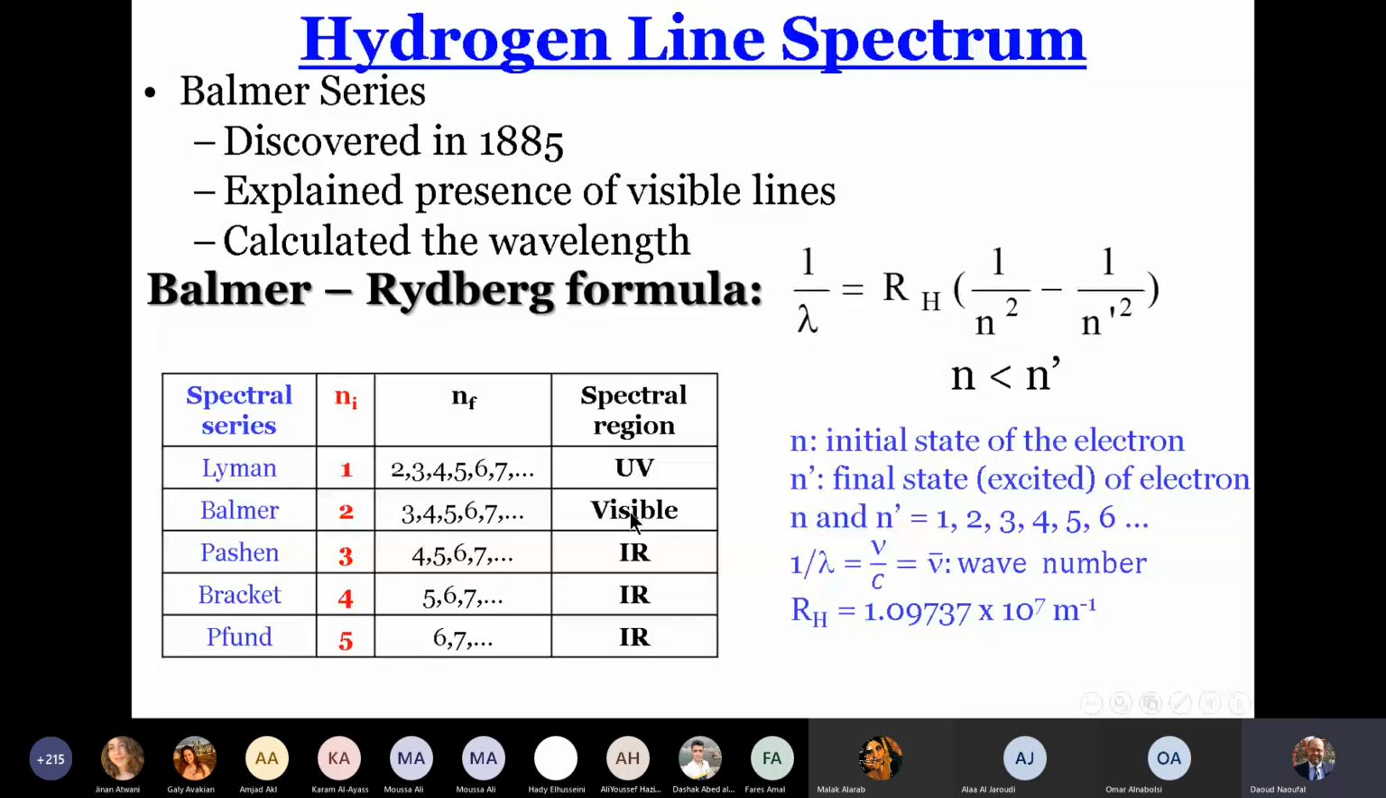And 1 over lambda: in some books, they don't write 1 over lambda equals RH times (1 over n square minus 1 over n prime square). They write nu bar, which is equal to 1 over lambda, equals RH times (1 over n square minus 1 over n prime square). And the nu bar is called the wave number, which is equal to 1 over lambda.